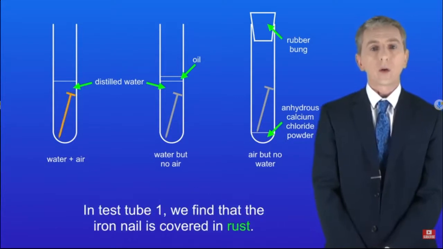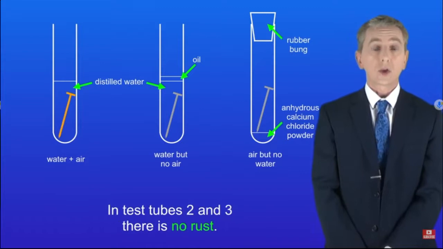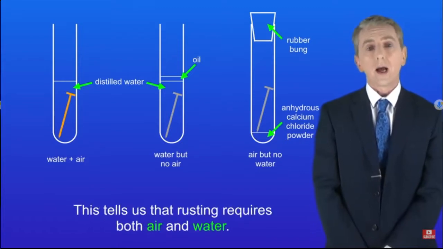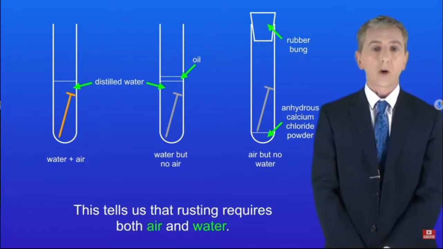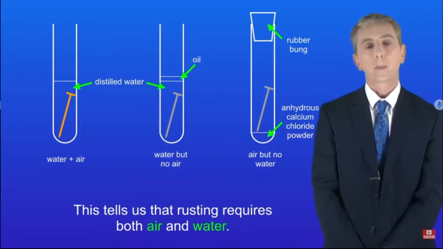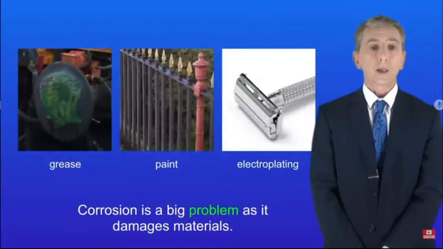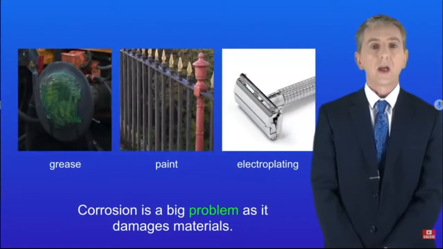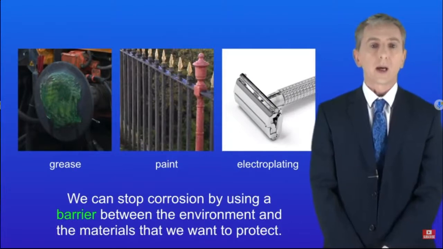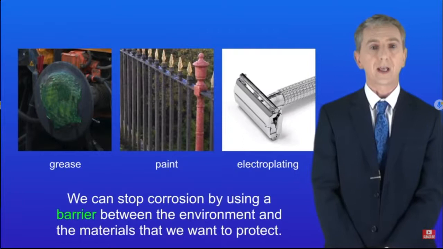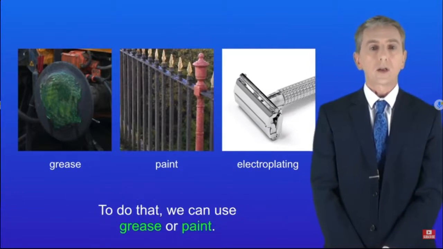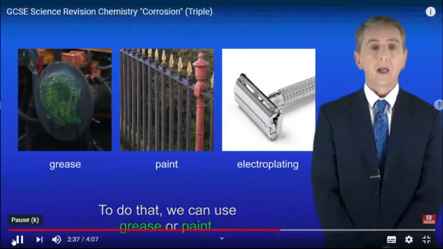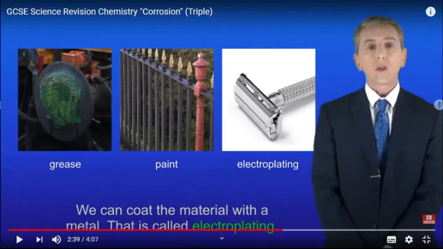In test tube 1, we find that the iron nail is covered in rust. In test tubes 2 and 3, there's no rust. And this tells us that rusting requires both air and water. Now, corrosion is a big problem as it damages materials, but we can stop corrosion by using a barrier between the environment and the materials we want to protect. So to do that, we can use grease or paint, or we can coat.